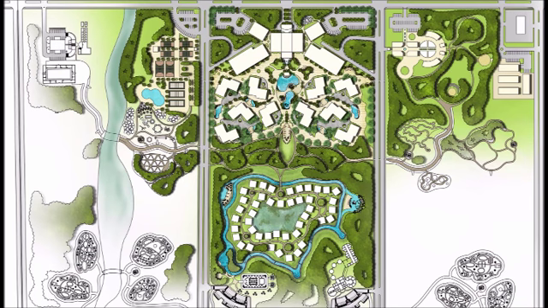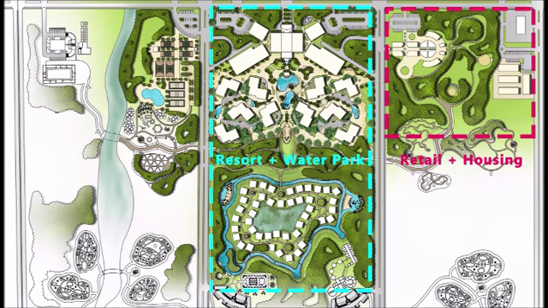Our site is divided into 3 phases. The middle, which holds the resort and outdoor water park. The right portion holds the retail and outdoor amphitheater and the staff apartments. The left is occupied with a variety of sports venues and interactive parks.